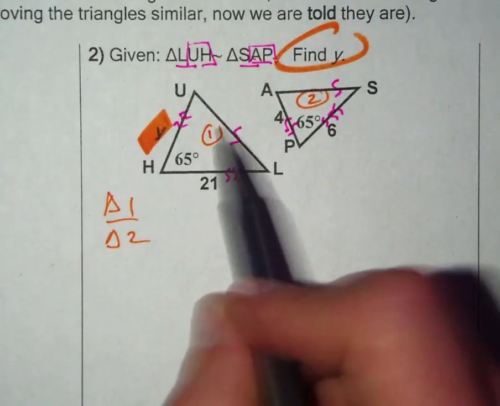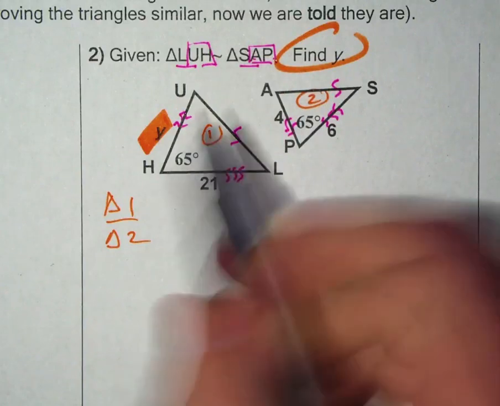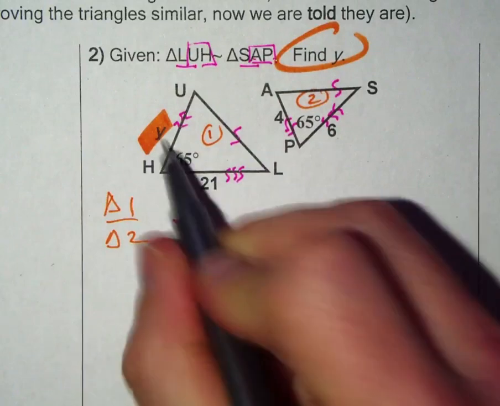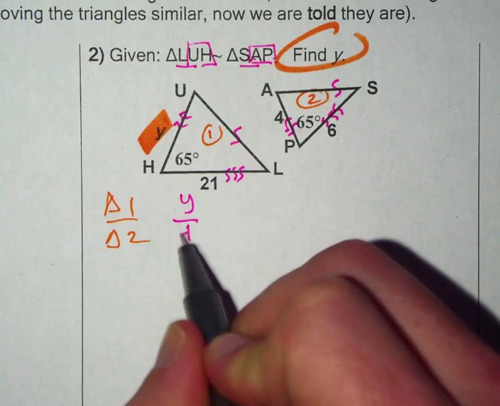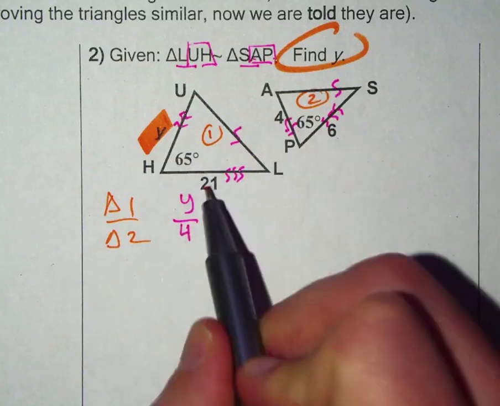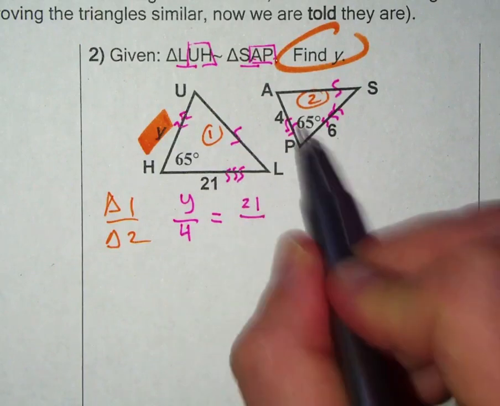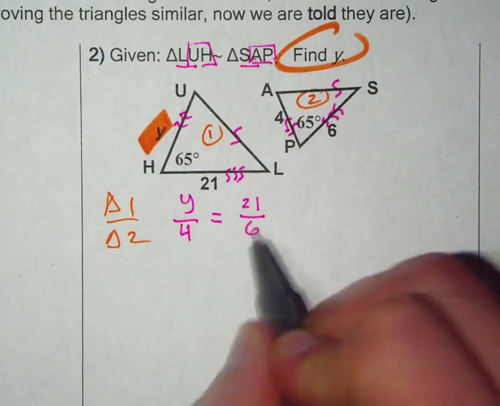Let's pick something from triangle 1. Well, I want to make sure that I use the y. I want to solve for y. So I'm definitely going to include that. And y corresponds to, let's see, the AP. Okay, so y is to 4 as, and let's go with the 21. 21, again from triangle 1 to triangle 2. 3 and 3, there it is, to 6.